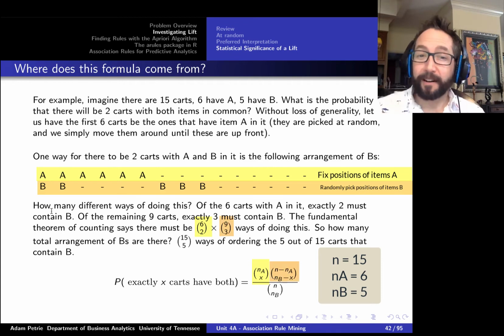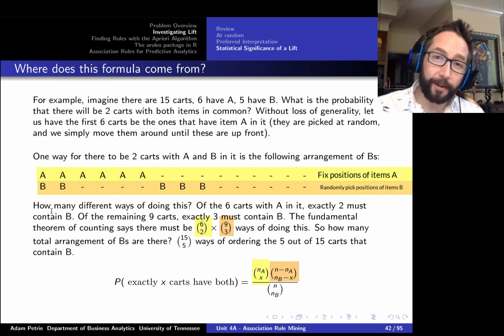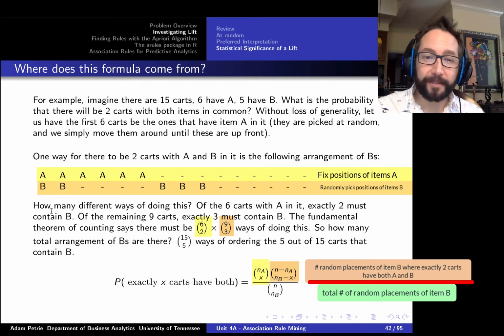And of the remaining carts, the remaining N minus NA, or the remaining 9 carts in this case, we need to select 3 of those to have item B. So there's 9 choose 3 ways of that occurring. So the product of those 2 will give us the total number of configurations where we have exactly 2 carts having both items A and B in it.